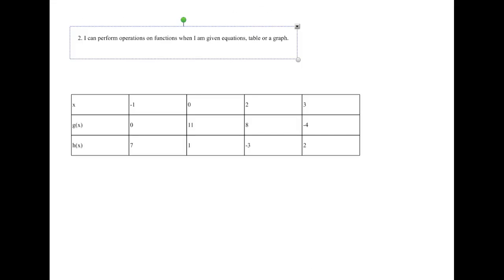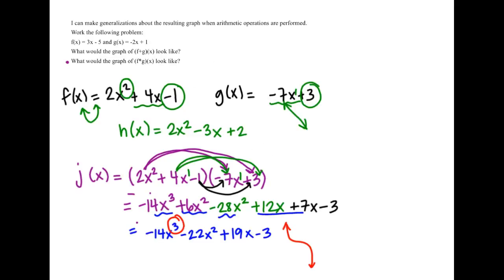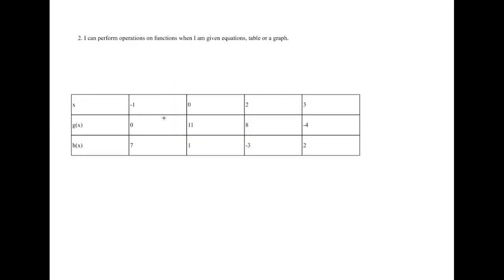So one of these was I can perform operations on functions when I'm given a table or an equation or a graph. So we perform 2 operations back here, so you can use those 2 for that first one also. And then let's talk about off of a table. So if I ask you to find f of x, which I'm going to define as g plus h of 3. All right, so I want you to find the f function at 3, which is g plus h at 3.